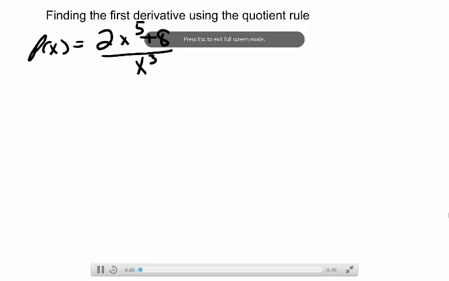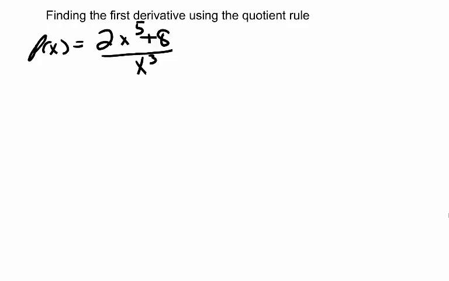In this video, we're going to take the first derivative of our function using the quotient rule. To use the quotient rule, we'll let our numerator be represented by u and our denominator represented by v.